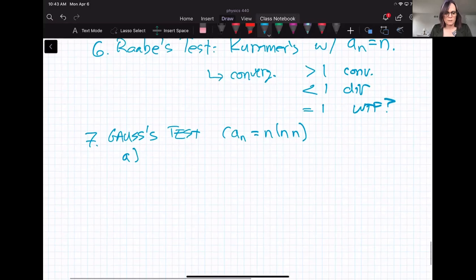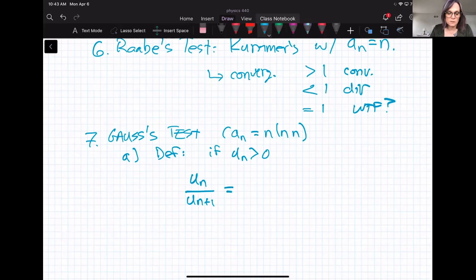Okay, so definition. If u sub n is greater than 0, so again, a positive series, for all n, we have the ratio of u sub n over u sub n plus 1. So a little bit different from the other cases. And we can write this as 1 plus h over n plus some function b of n over n squared.